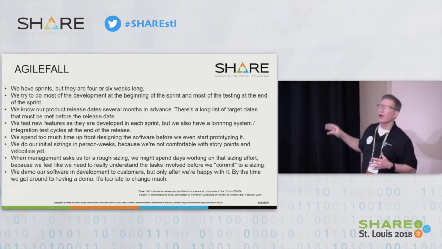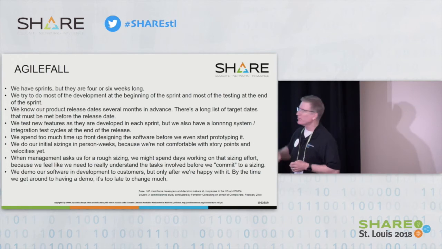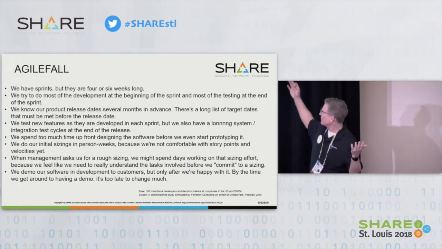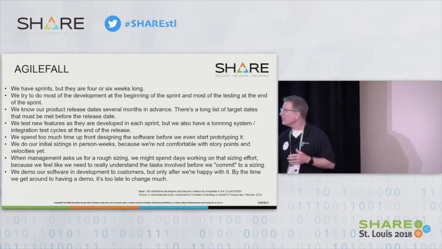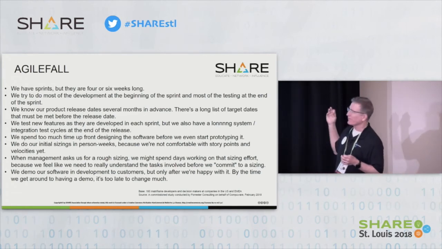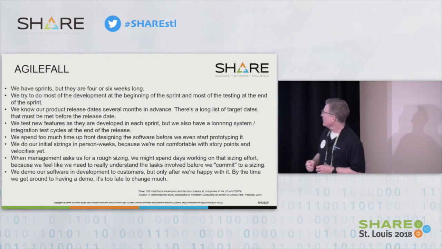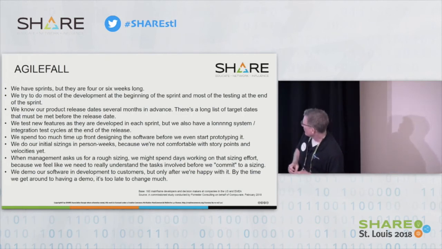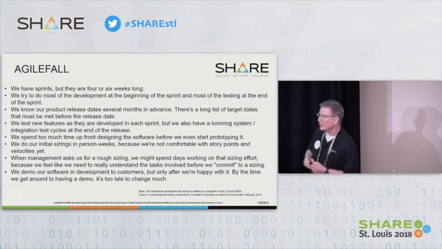So you know your Agile fall if you've heard some statements like this. We have sprints, but they're 4 to 6 weeks long. Or we try to do most of the development at the beginning of the sprint and most of the testing at the end of the sprint. Let's see, is there any other good ones in there? Any of these ring a bell, David, with you in your organization when we first started out?